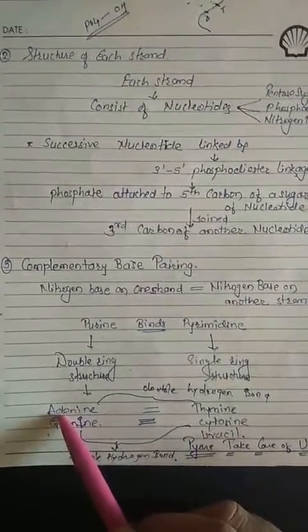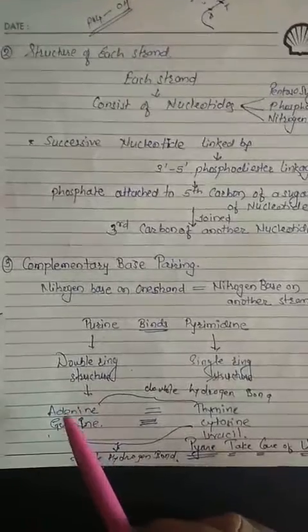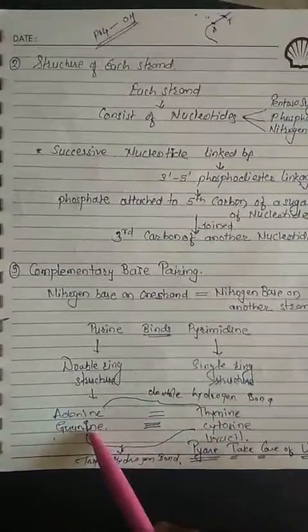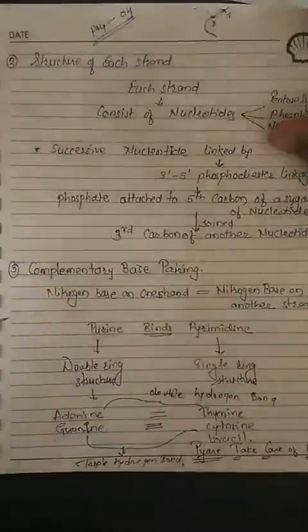Purines are the double ring structures, adenine and guanine. Adenine always binds with thymine with a double hydrogen bond, whereas guanine binds with cytosine with a triple hydrogen bond.